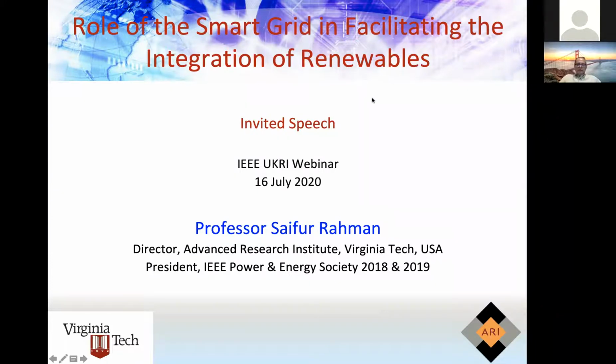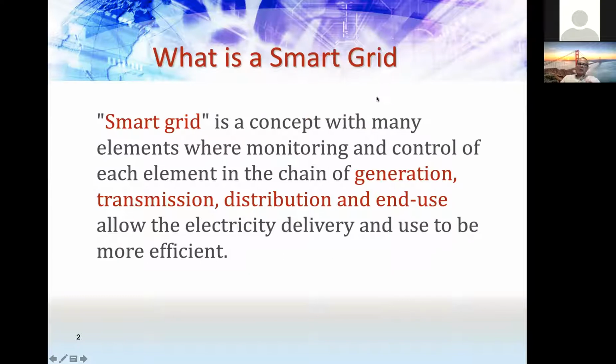Now, smart grid. As an engineer, I have to define what smart grid is. Smart grid is not a done deal. It's a concept. You can achieve it step by step, but there's nothing done. You can never say I'm done with smart grid. Nothing is finished. So it's a concept with many elements where monitoring and control of each element in the chain of generation, transmission, distribution, and end use allow electricity to be delivered most efficiently.